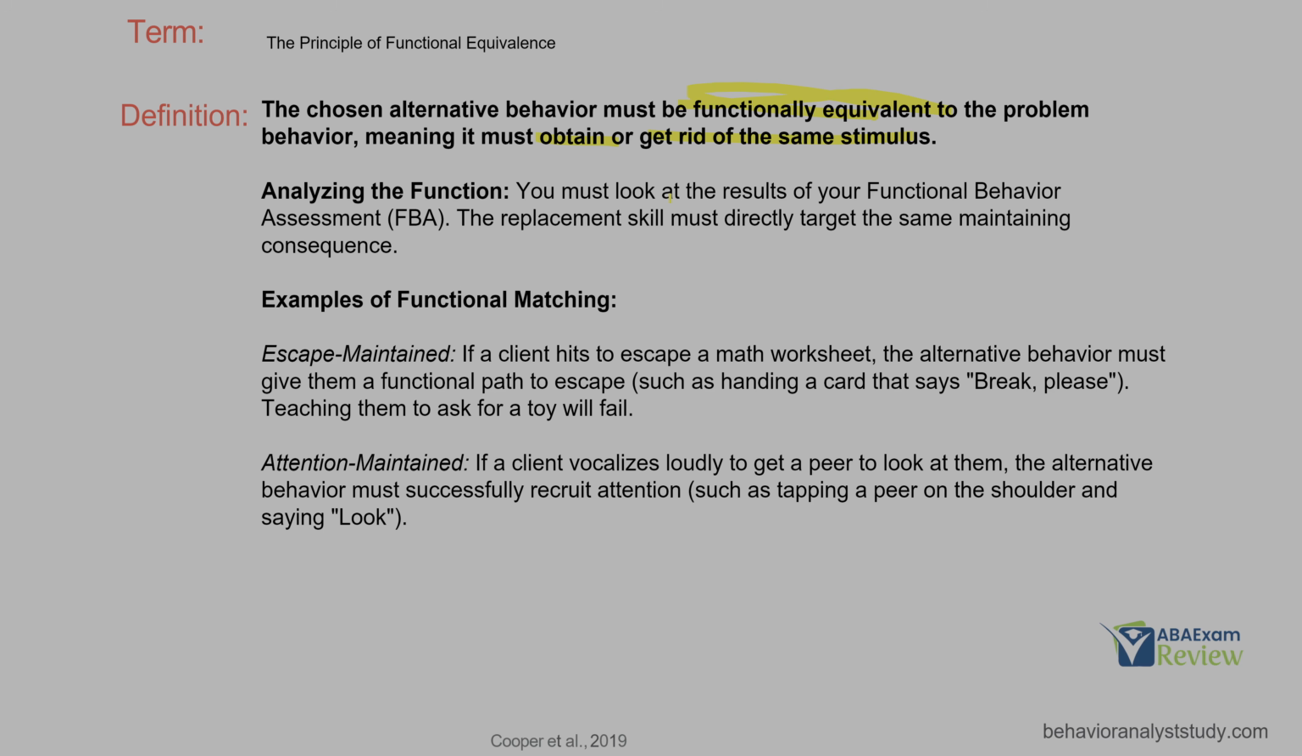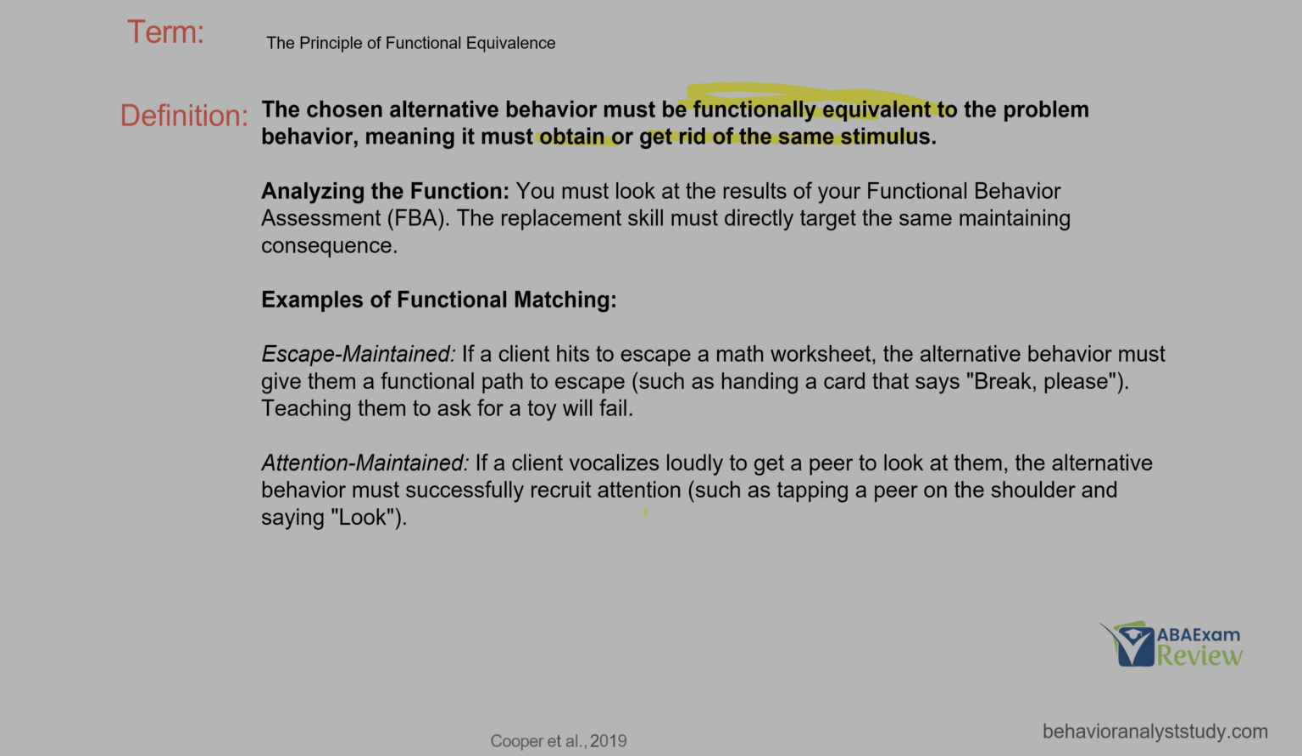So we want to target the same consequence that the old behavior is contacting and just teach that new behavior. When the new behavior is taught, use that same consequence. So for example, if we're functional matching an escape maintained behavior, if the client hits to escape a math worksheet, we can choose an alternative behavior to teach them to escape that worksheet. So maybe we give them a card that says break please. Okay? We can't just teach them to ask for a toy. It's not the same function, because what they're trying to do is get out of the math worksheet, not necessarily gain a tangible.